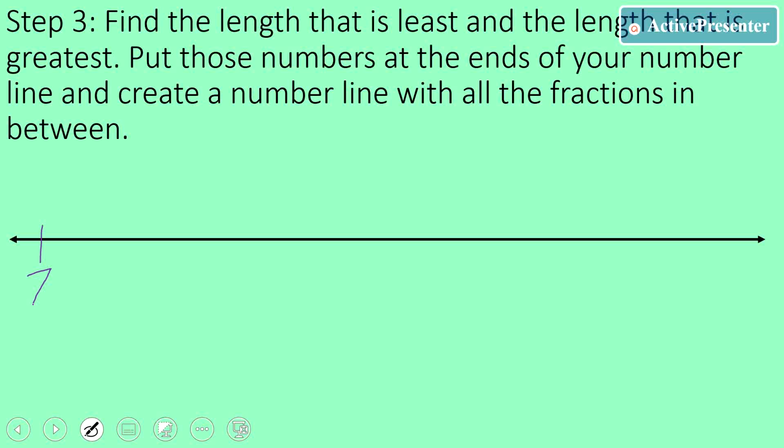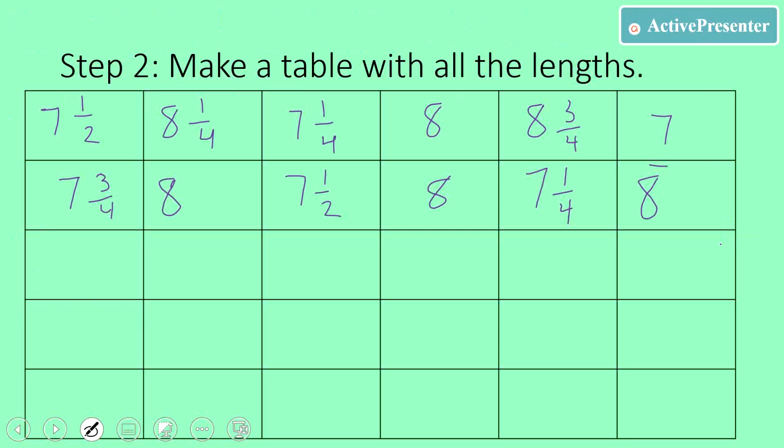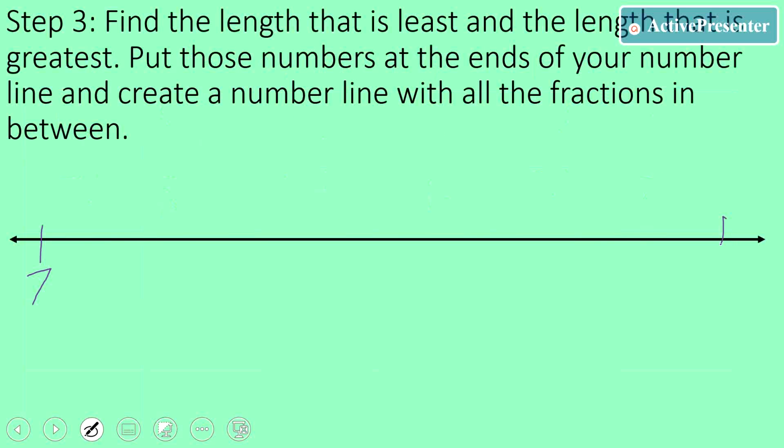And then I see that my longest is 8 3/4. But I don't want to go with 8 3/4. I want to go to the nearest whole, so I'm going to go to 9. And then I want to put the fractions in between it. Now remember, I want to make sure that I'm counting by fourths.